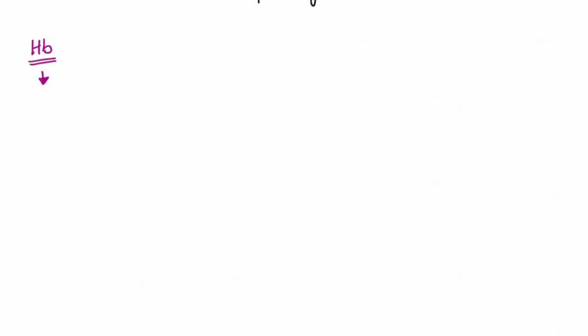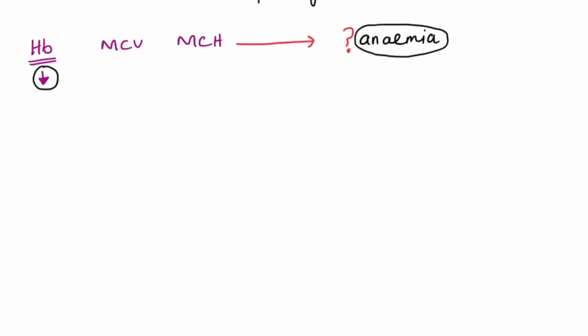As we've discussed, let's say the hemoglobin was low, and to see what kind of anemia it is, we will look at the MCV, which is mean corpuscular volume, and the MCH, which is mean corpuscular hemoglobin levels. So let's look at it. The hemoglobin is low and MCV is normal and MCH is also normal. That will make it normocytic, normochromic anemia. And we have discussed the names previously in the lecture.